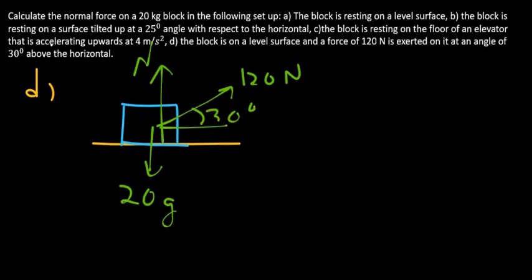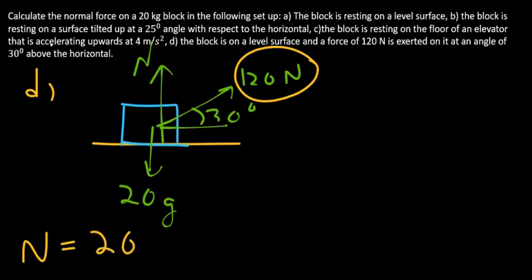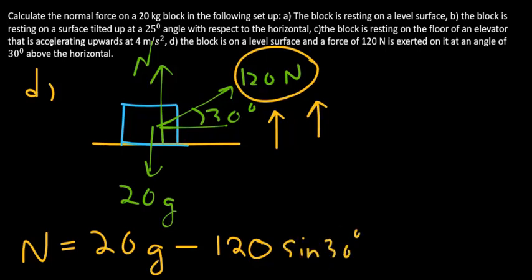at an angle of 30 degrees above the horizontal. So the effect of this 120 newton force is to reduce the normal force, because normal force equals the weight, which is heading downward, minus the upward force, which in this case is the component of the 120 newtons in an upward direction, 120 times sine 30 degrees, which will give you an answer of 136.2 newtons. And that solves the problem.